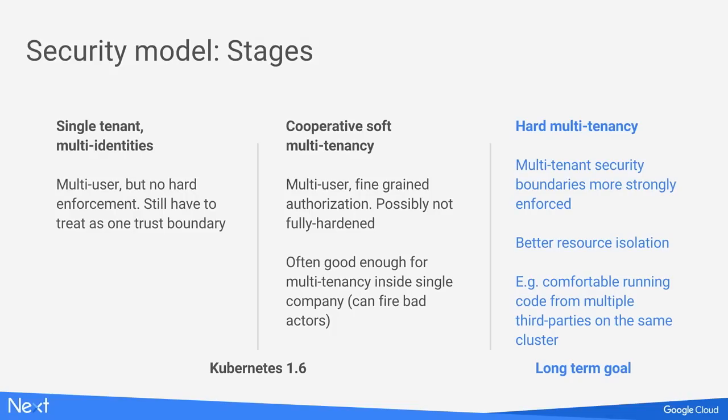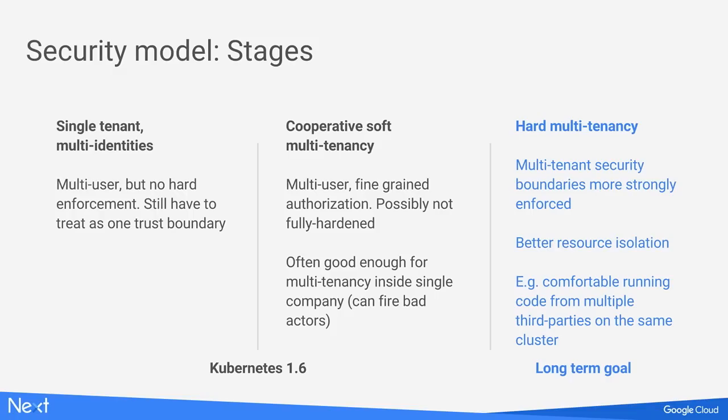First, I'm going to talk about some of the more long-term goals that we have, the problems that we'd like to solve, and then the second half of this, I'll talk about what we might expect to land with Kubernetes 1.6, 1.7, 1.8 over the next 6 months. So we talked a little bit about security model and stages. Jess gave us a nice introduction to single tenant with multiple identities, and then this notion of cooperative soft multi-tenancy.